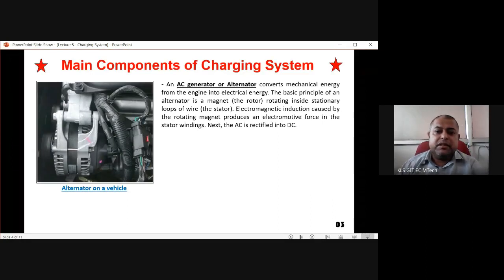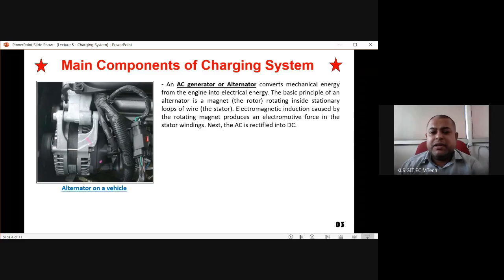The basic principle of an alternator is a magnet, the rotor. It has to be an electromagnet, so externally we have to give some electricity supply inside the rotor as well. There are many poles in that magnetic rotor. It's an electromagnet. It rotates inside the stationary loop of wire. The stator has a lot of windings. There can be star winding, there can be delta winding. Okay, so the stator is there and the rotor is rotating inside the center core of the stator.